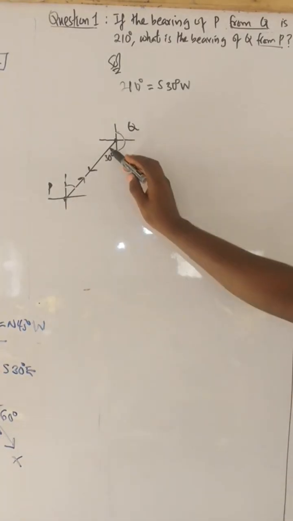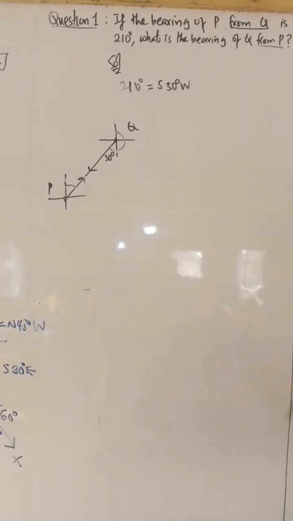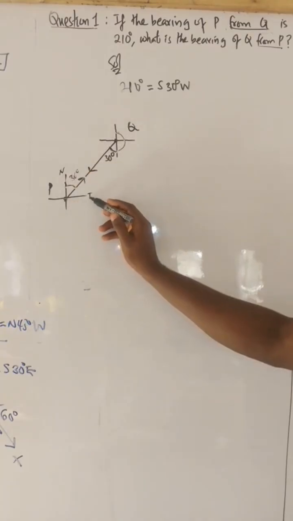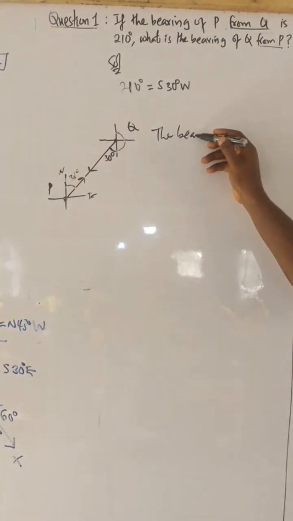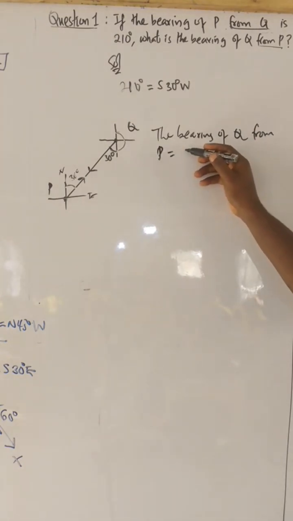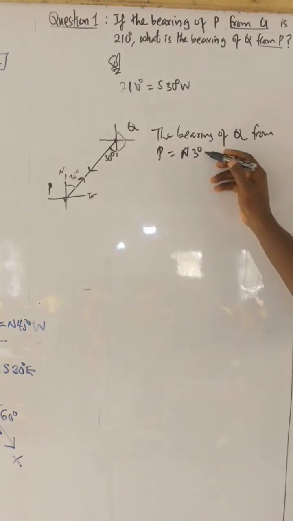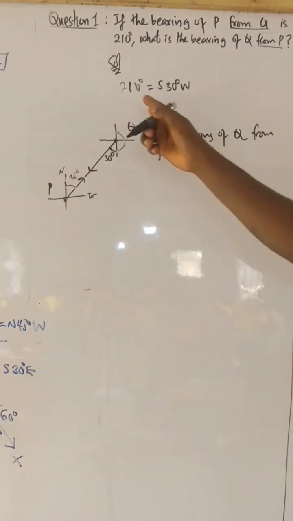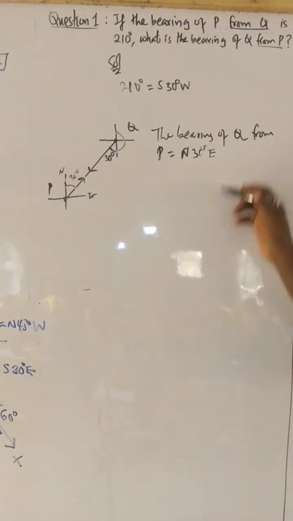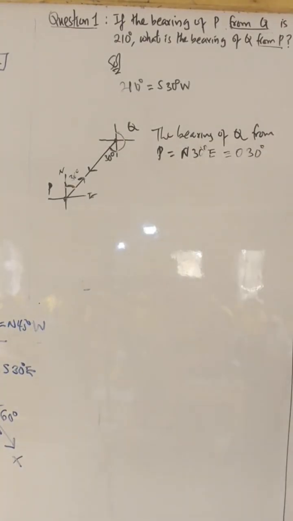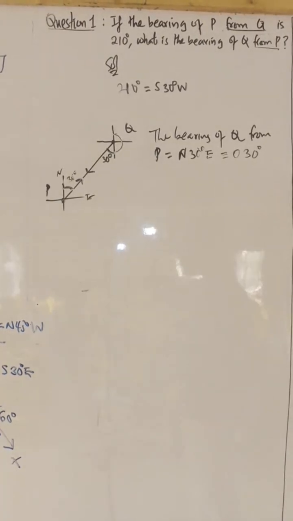Then when you check, this angle 30 and this one, they are alternate angles. So if this angle is 30, this angle is also 30. But now it's between north and east. So it means the bearing of Q from P is actually north 30 degrees east. Although the question is given in three-figure bearing, so it's best your answer is also in three-figure bearing. So in three-figure bearing, this angle is just 30, right? As 030 degrees. That is it. Now let's go to another question.